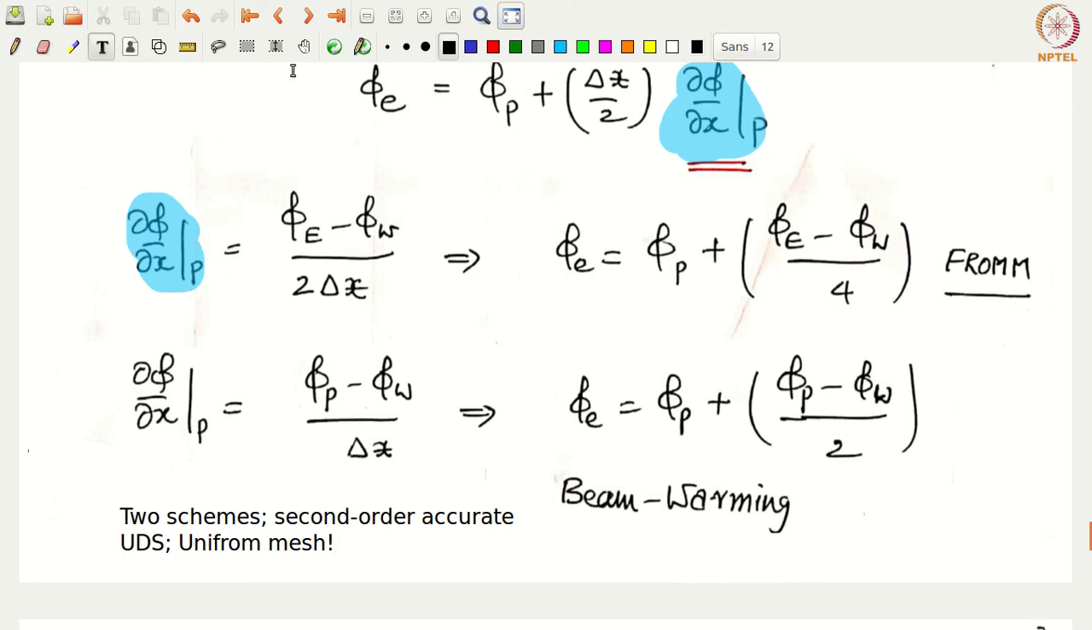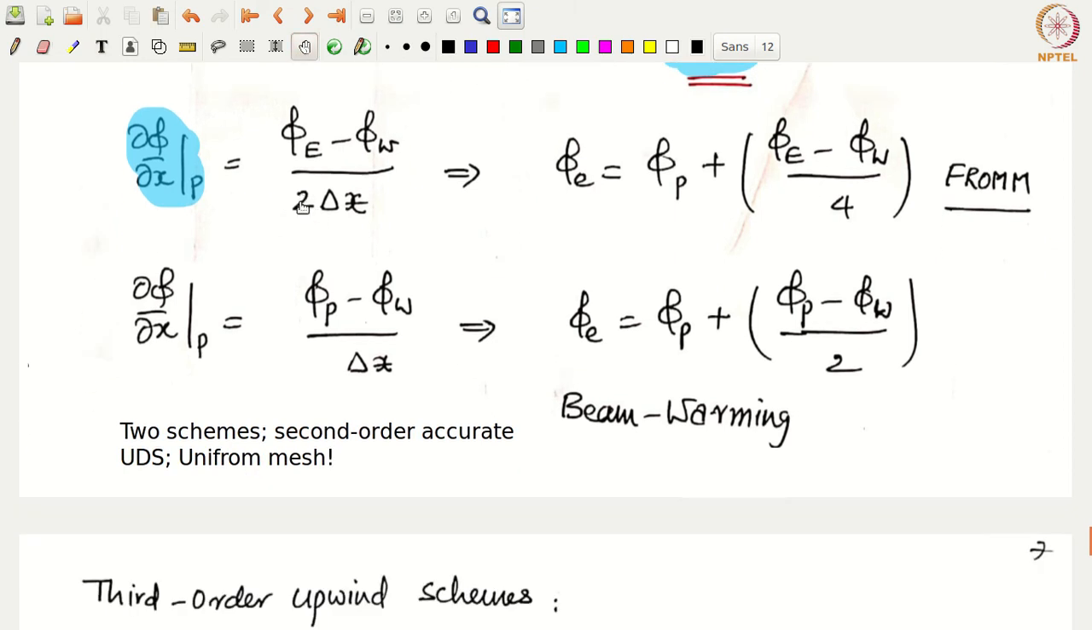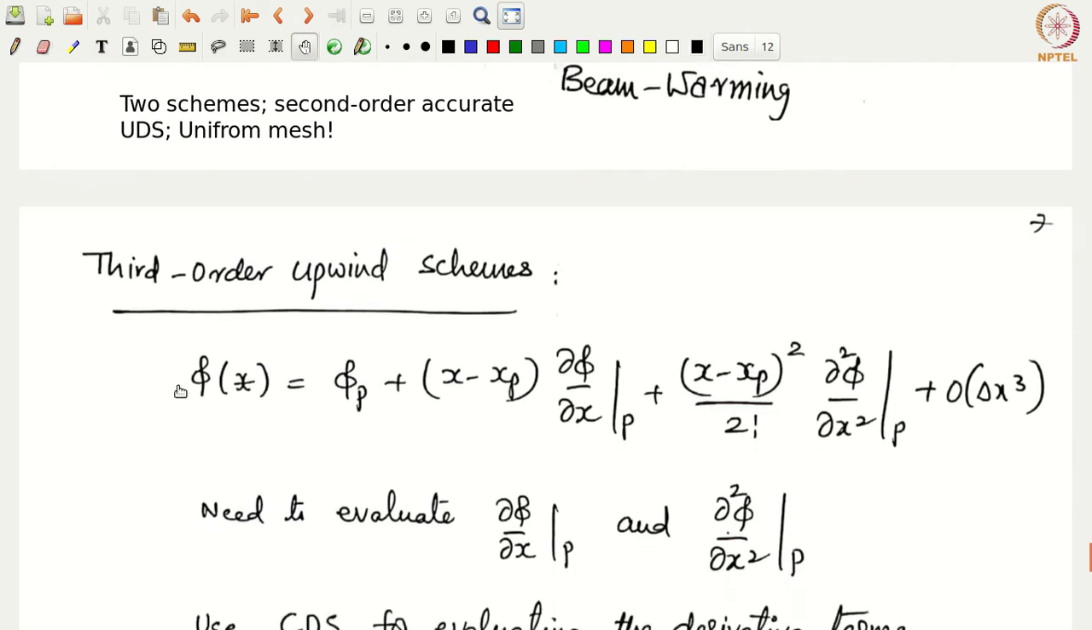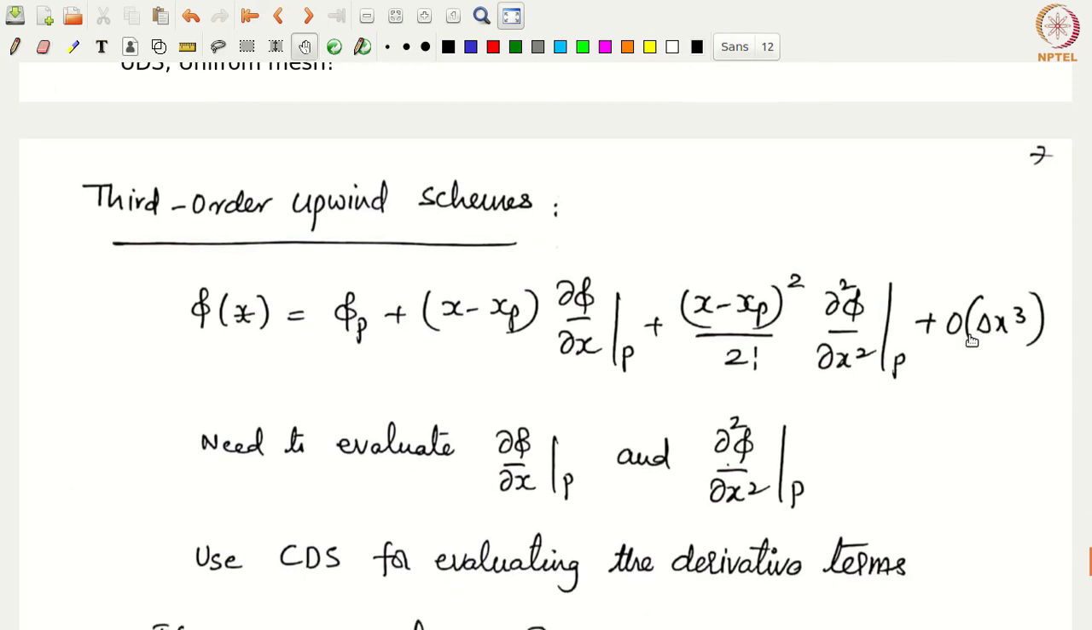All right, then if you include, let's say, the first two terms, what you get is basically a third order upwind scheme that would read as phi of x equals phi p plus x minus xp partial phi partial x plus x minus xp square by 2 factorial partial square phi by partial x square at p plus order delta x cube. So this is basically a third order accurate scheme.